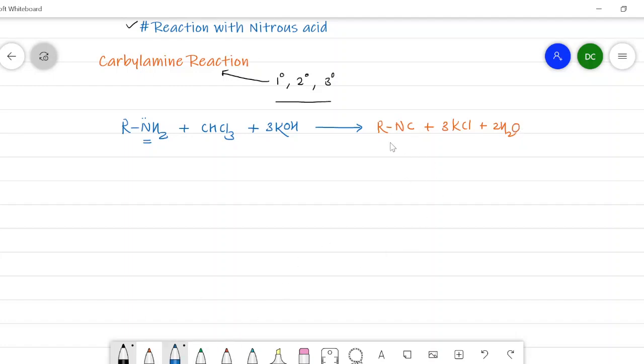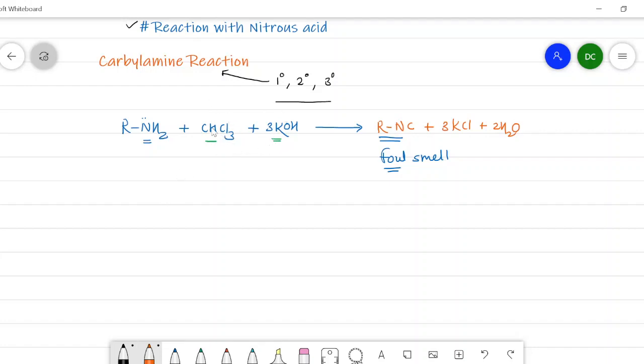Now this isocyanide which is formed, it has a foul smell. It means that a bad smell, and from the smell we can confirm that the given amine is a primary amine. So in this way we can convert RNH2 group into the isocyanide which is having a foul smell. Now, how the reaction occurs? Let's see. Here, a chloroform and KOH is used.